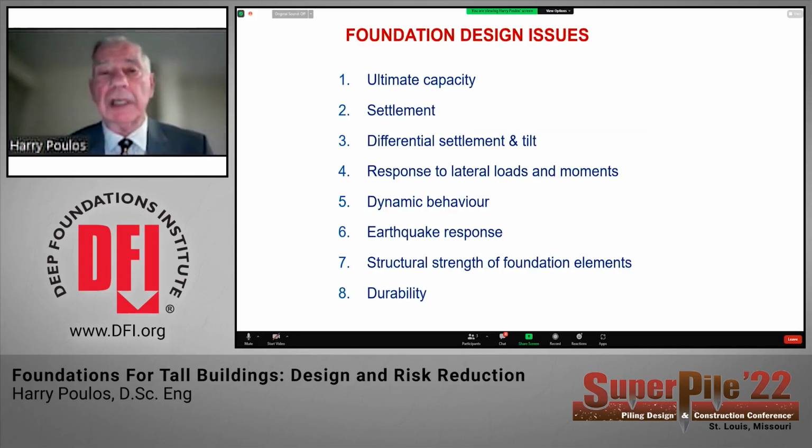The design issues then that we have to cater for are firstly ultimate capacity, then settlement and differential settlement and tilt of the tower, the response of the foundation to lateral loads and moments, the dynamic behaviour of the foundation, the earthquake response. These are all geotechnical issues that we as foundation designers have to deal with. And then, of course, we associate with our structural colleagues to look at the structural strength of foundation elements and durability.